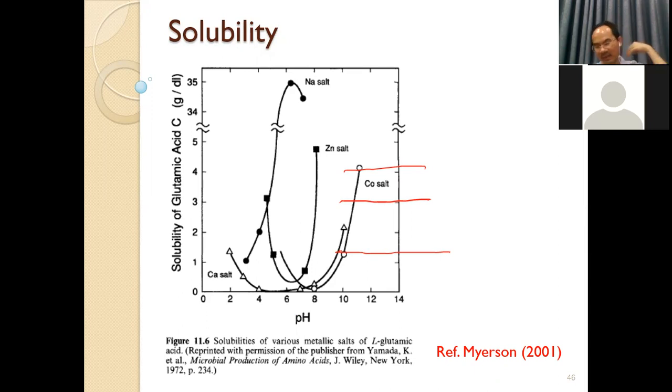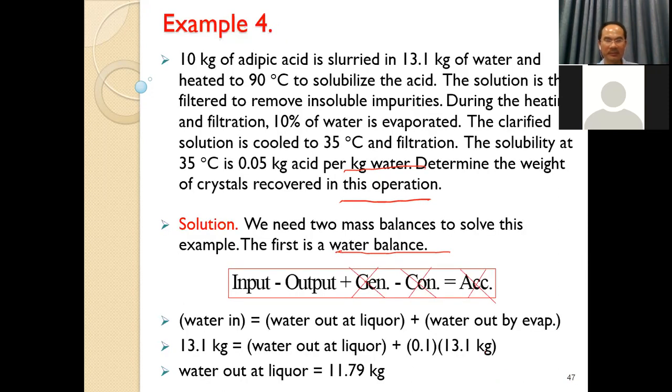And also, as I told you, the solubility depends on pressure, pH, temperature, and the solvent that you use. Many factors affect the solubility, and many factors affect the crystallization. You can crystallize by adjusting pH, temperature, or pressure, or by changing the solvent.